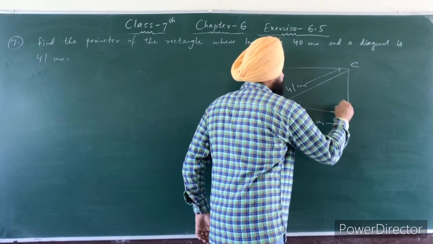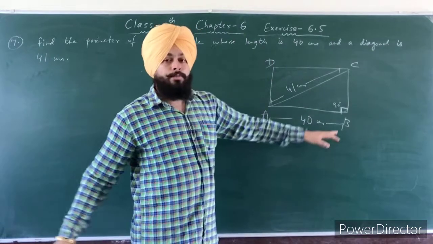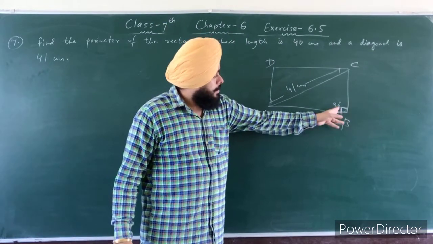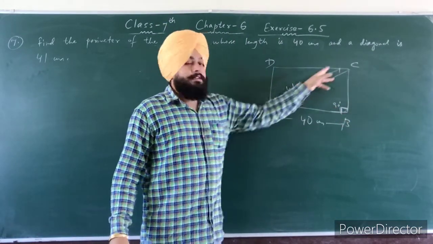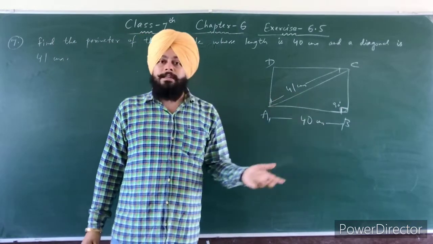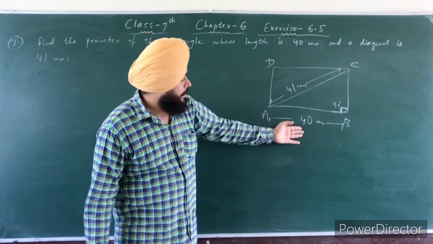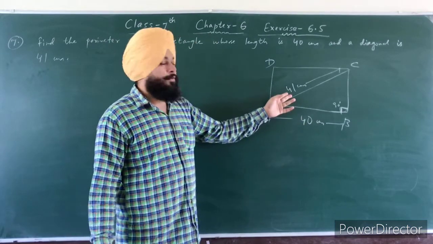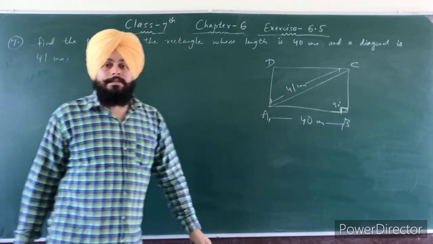So this is 90 degree, and the side opposite to this right angle is this one, AC. It is called hypotenuse, and the hypotenuse is always greater than the other two sides. So you can see here this length is 40 and hypotenuse is 41. So 41 is greater than 40 cm.